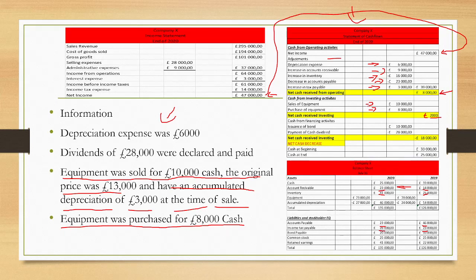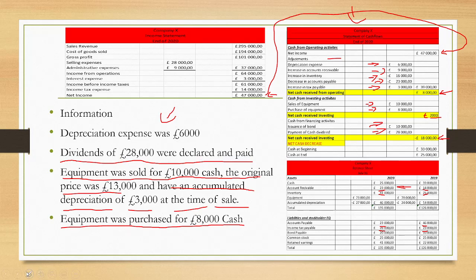And then we have cash from financing activities, issue of bonds. So bonds payable increase, right here. Payment of cash dividend was in the additional information. Dividends of 28,000 were declared and paid, right here. So the net for financing is minus 18,000, as you can see right here.